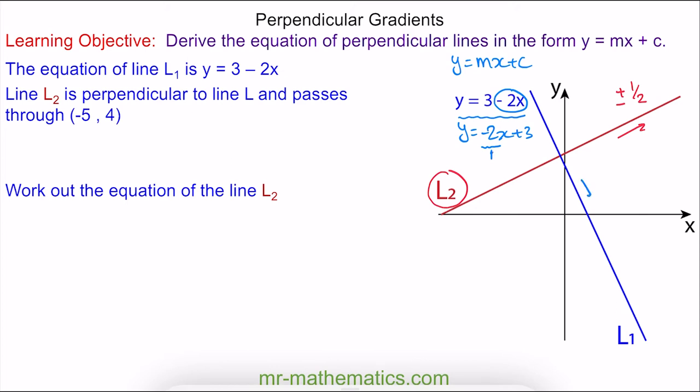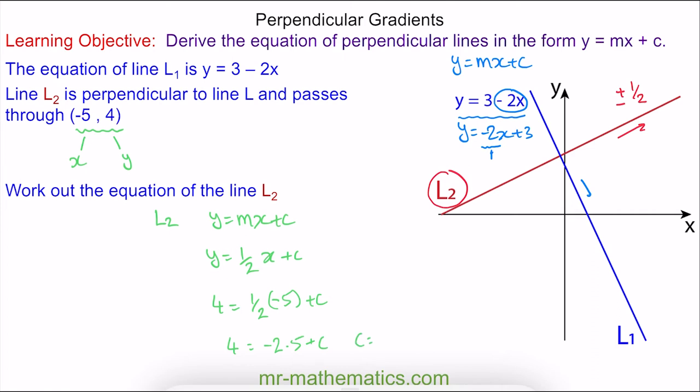We can work out the equation of line L2 as y = mx + c. We've just worked out the gradient is 1/2, so we can substitute this into our equation. We've been told line L2 passes through this point, where x is -5 and y is 4. We substitute these two values into our equation. So 4 = 1/2 of -5 plus c. So 4 = -2.5 + c. c is equal to 6.5. So the equation of line L2 is y = 1/2 x + 6.5. Okay, let's try one more question.